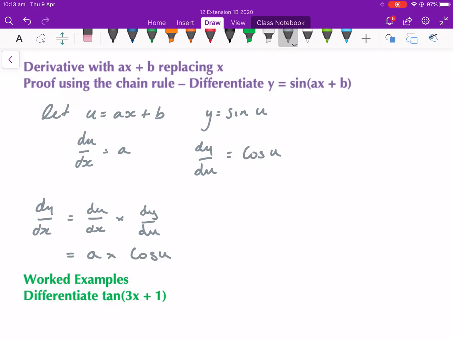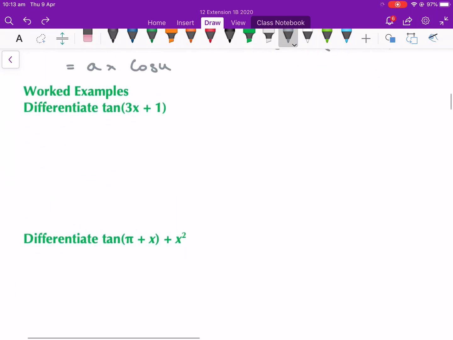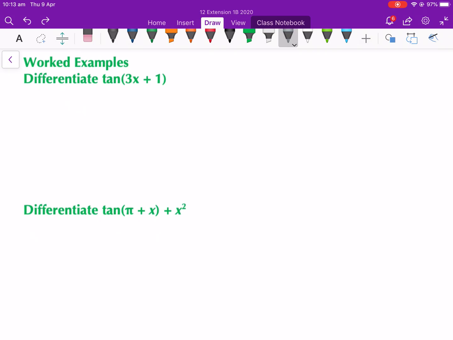And so I'm just going to have to make some space over here. That's equal to a lots of cos u, and then just replacing that u again with what we substituted in for it, which is ax plus b. So the differential of that becomes a times cos of ax plus b, which based on our previous work comes as no surprise, because that a is pretty much just the differential of this bracket here, multiplied by the differential of sine.